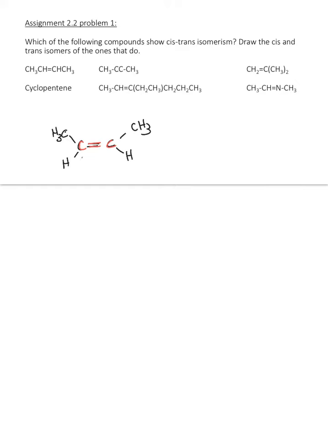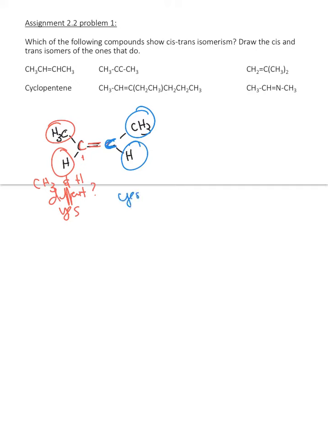You look at the first carbon, carbon number 1, and the 2 things connected, because there's only going to be 2 things connected since it's already double bonded to the carbon. Then you ask, is CH3 and hydrogen different? Yes. So you go to the next carbon and ask, is CH3 and hydrogen different? Yes. If both carbons of the double bond have two different groups, then yes, you have cis-trans isomerism.